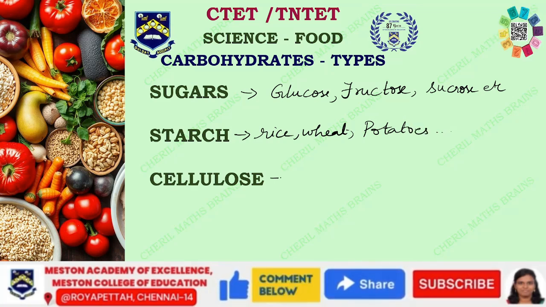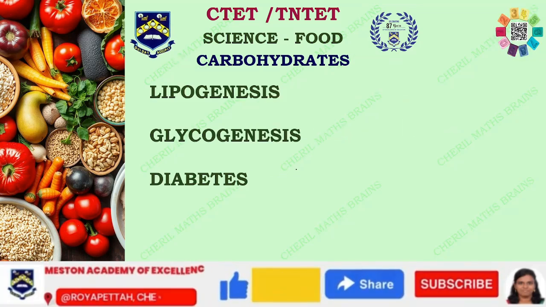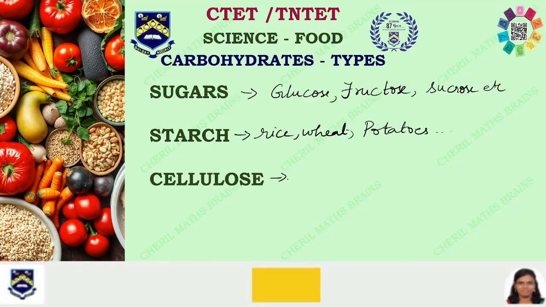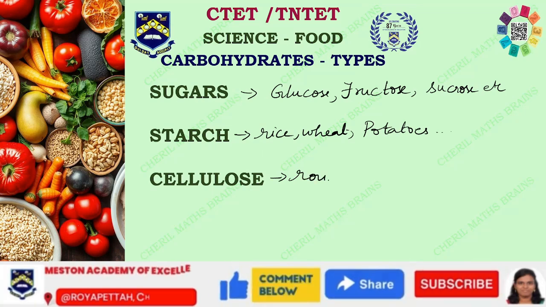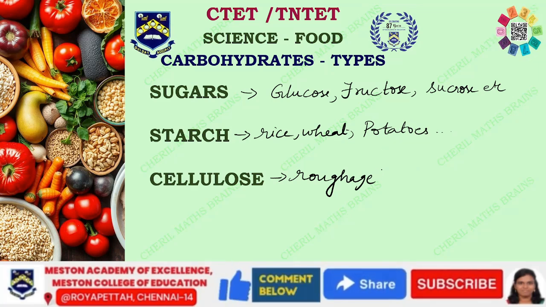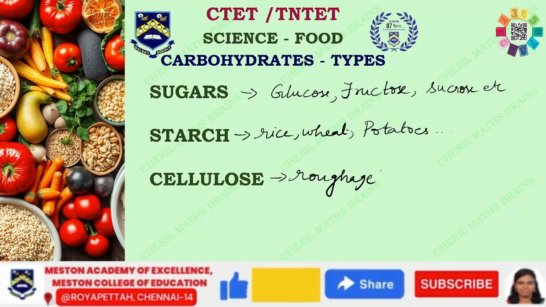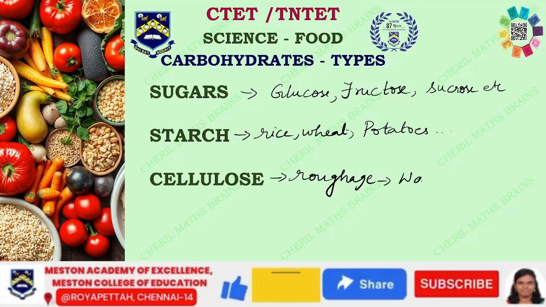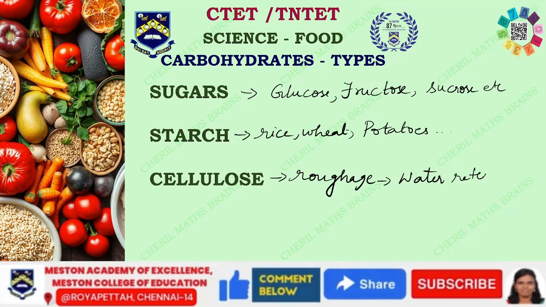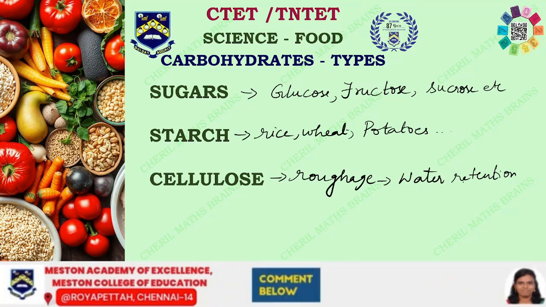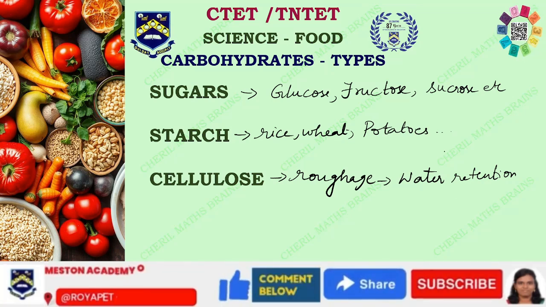And then what is cellulose? Cellulose is nothing but the roughage. What do you mean by roughage? We'll be seeing about roughage in detail, but I'll just tell you what it means for your basic understanding. Roughage is nothing but plant fibers, and this helps in water retention. So these 3 are the 3 key types of carbohydrates.